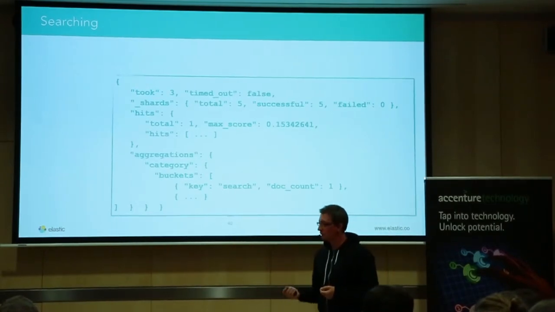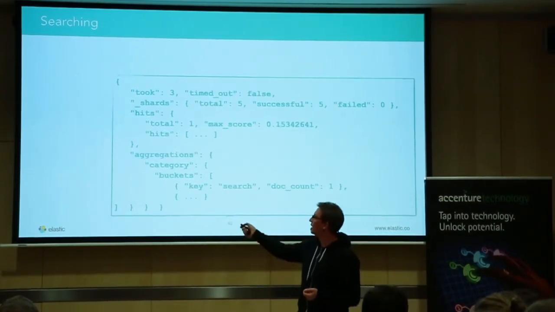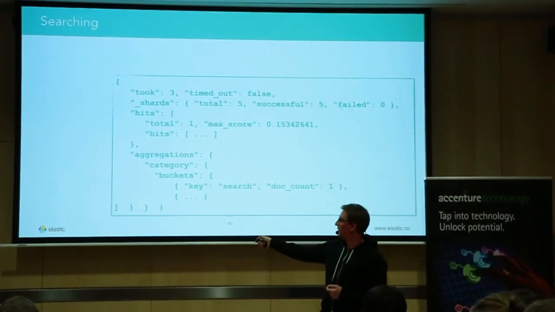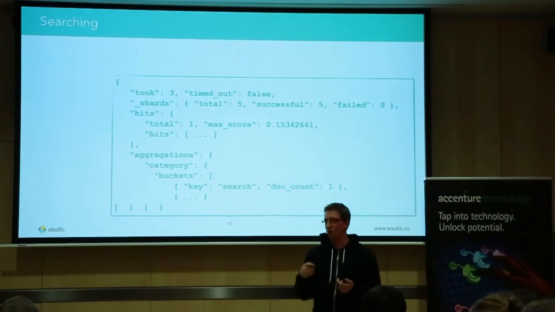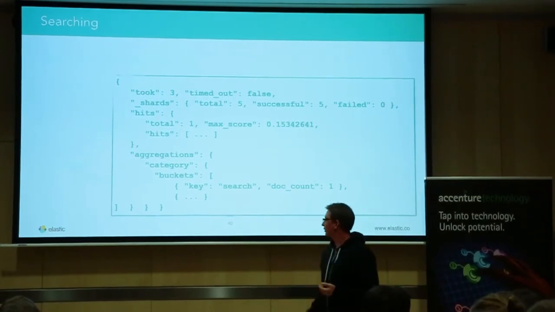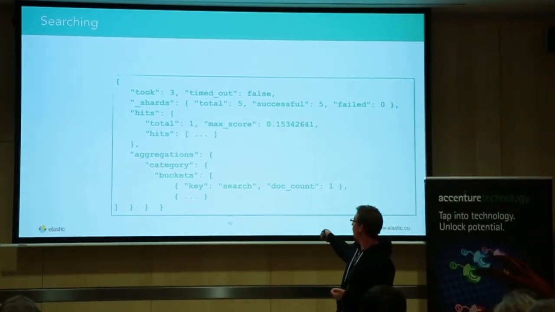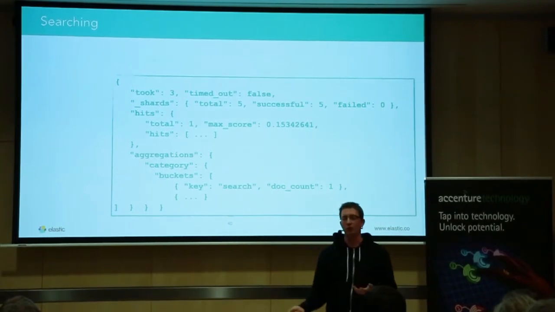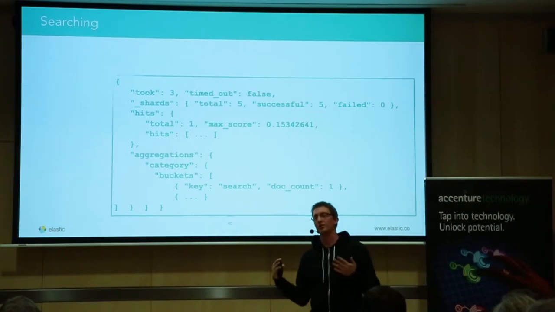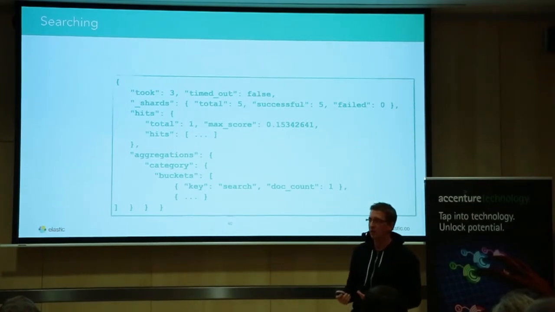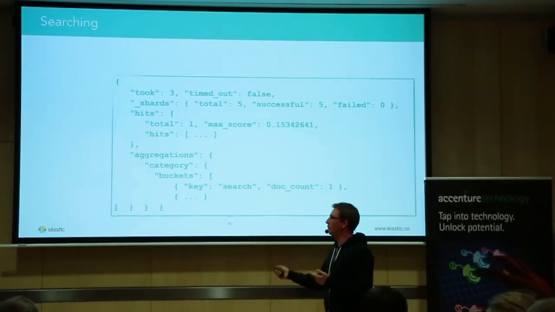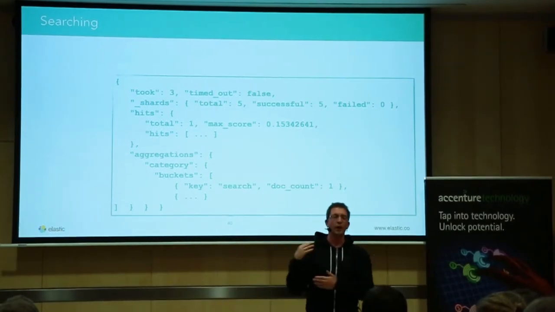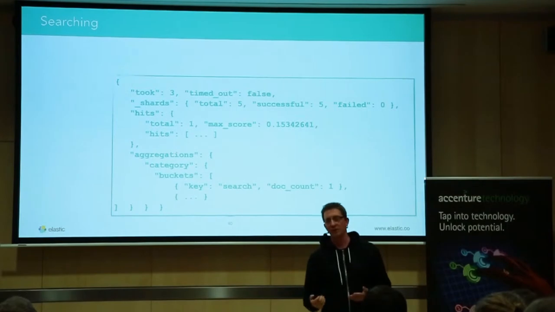So if you execute this query and you wait until it returns, you will get back the hits, which is basically the same response you saw before. But in addition, the response is enriched with the aggregation data. And this aggregation data contains information how many books, in this example it's a doc count, basically matched the key search. So we found one book that's in the search category in this example. And this is the nice part, you can combine both of those. So you can write really complex full-text search queries, and on top of that, you can aggregate those results.